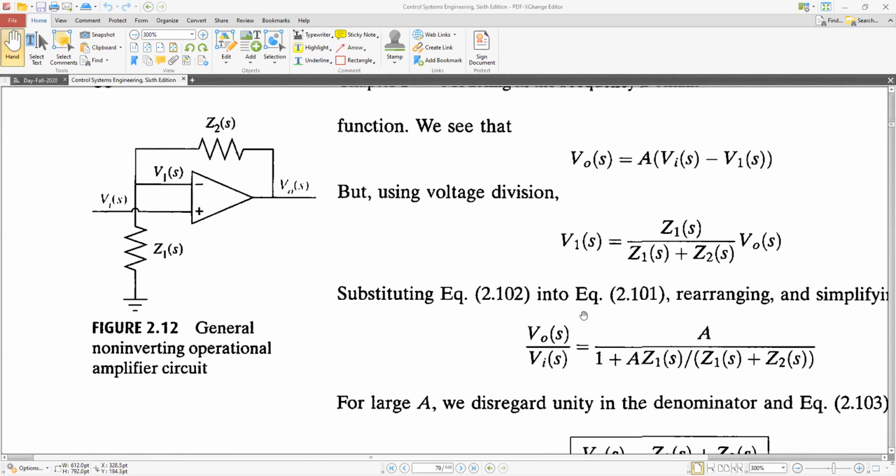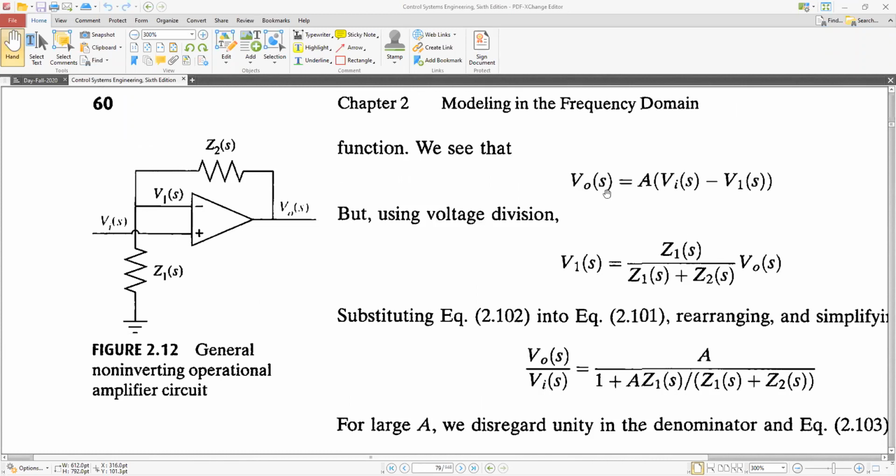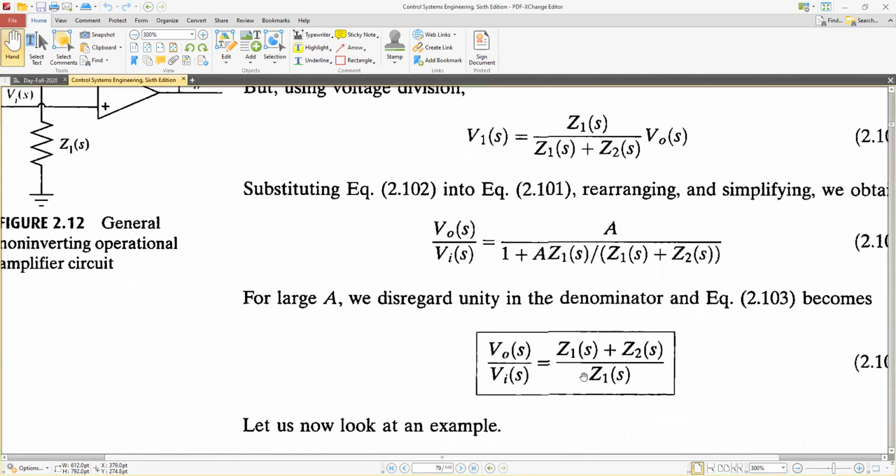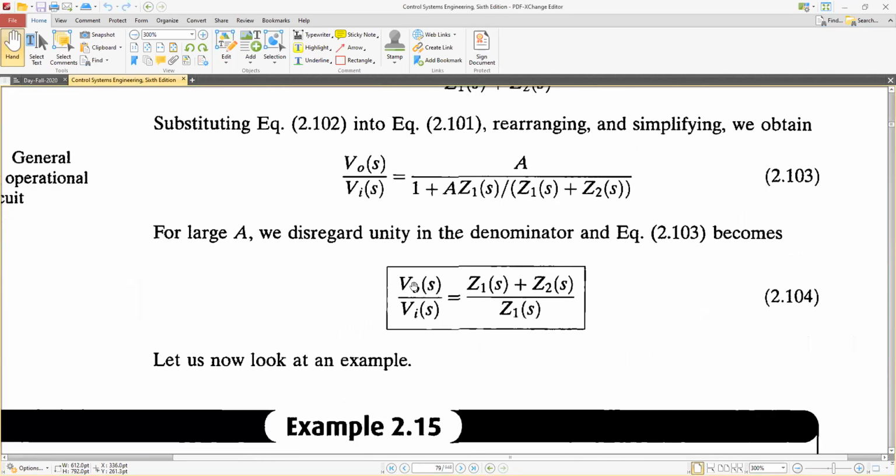We now derive the transfer function. We see that V0 is equal to Vi minus V1, multiplied by A, where A is the gain. Using voltage division, V1 is equal to Z1 divided by Z1 plus Z2, times V0. So finally we use this equation. That is the final equation: V0 by Vi is equal to Z1 plus Z2 divided by Z1. You need to remember the final equations.